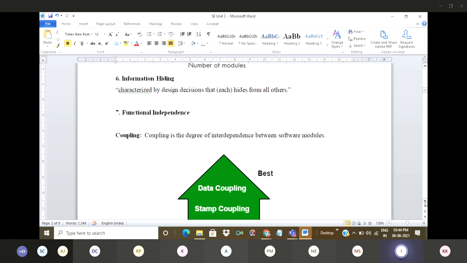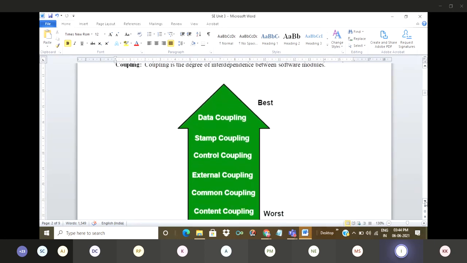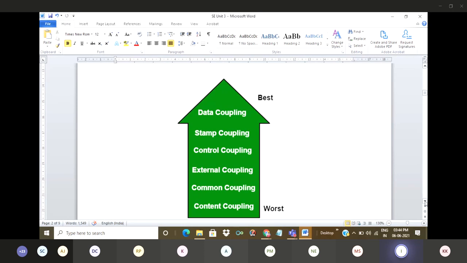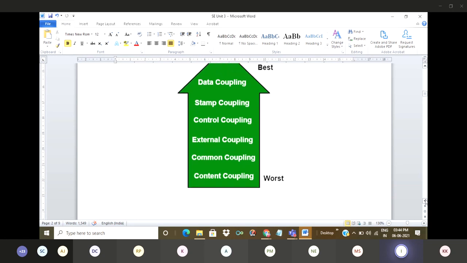What are the types of coupling? These are the types of coupling: data coupling, stamp coupling, control coupling, external coupling, common coupling, content coupling. Here we have mentioned worst: content coupling is worst, data coupling is best. Coupling is nothing but interdependence between software modules. We will discuss one by one.